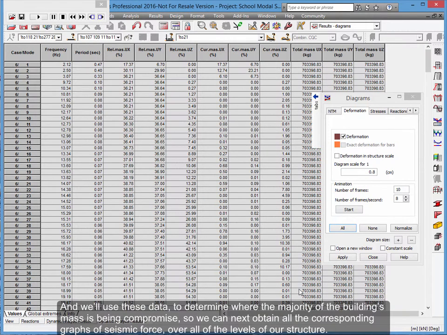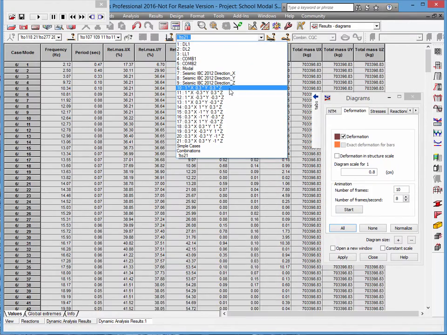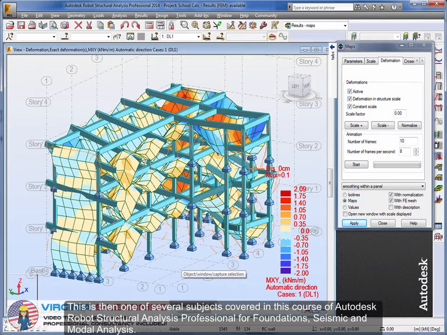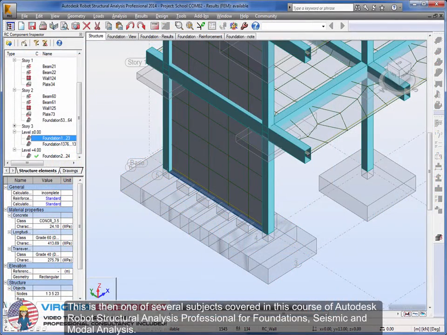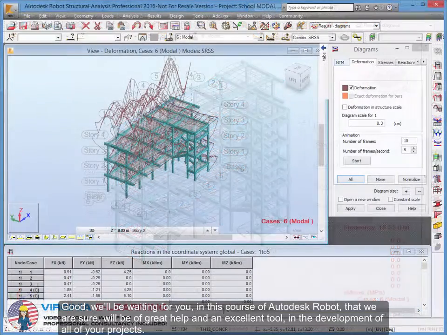And we'll use these data to determine where the majority of the building's mass is being compromised, so we can next obtain all the corresponding graphs of seismic force over all of the levels of our structure. Namely, the acceleration over the centroids of the building. This is then one of several subjects covered in this course of Autodesk Robot Structural Analysis Professional, for Foundations, Seismic and Modal Analysis.